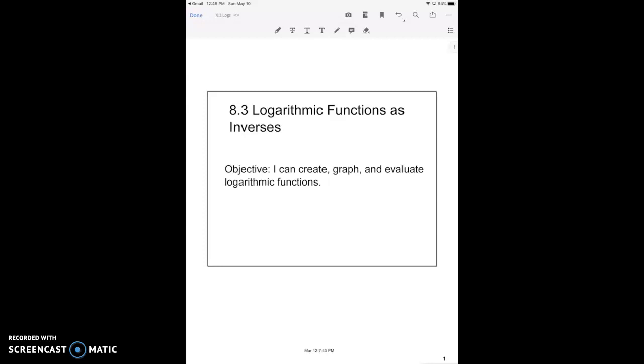So, log functions as inverses. We will create, graph, and evaluate log functions. Today will not be about graphing. That'll be Wednesday. Wednesday will be about graphing. And again, on Wednesday, I will post the assignment for the week here after your notes.